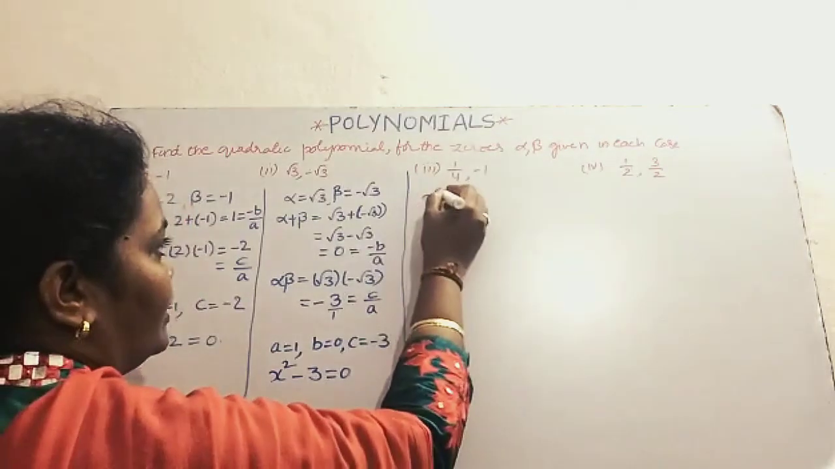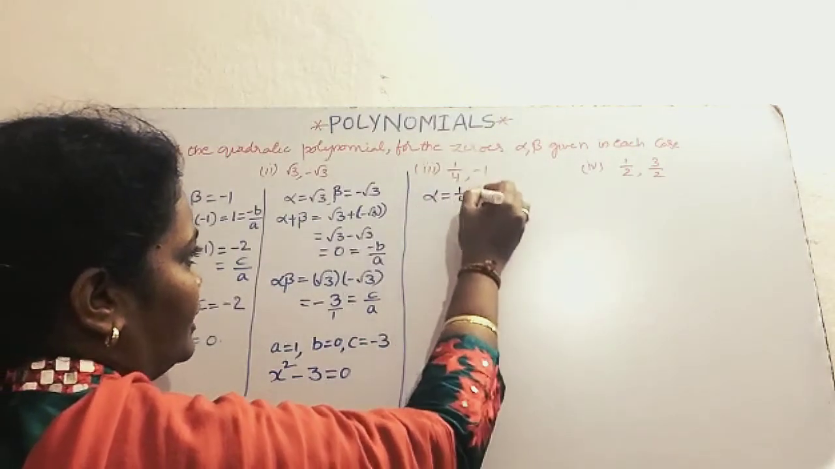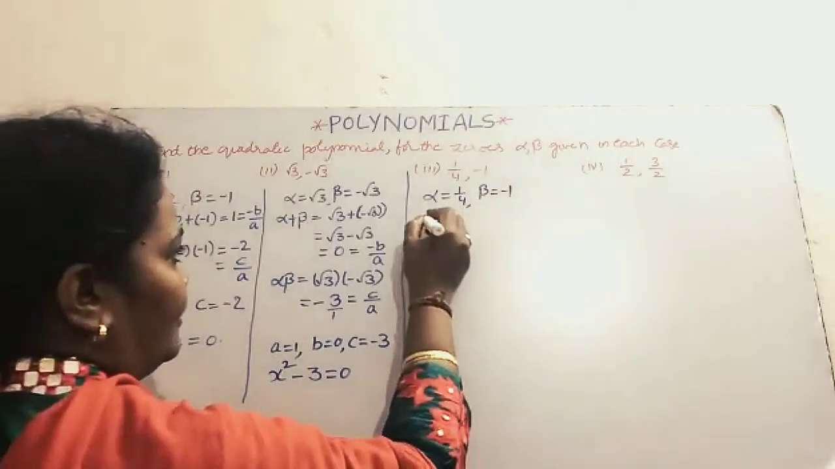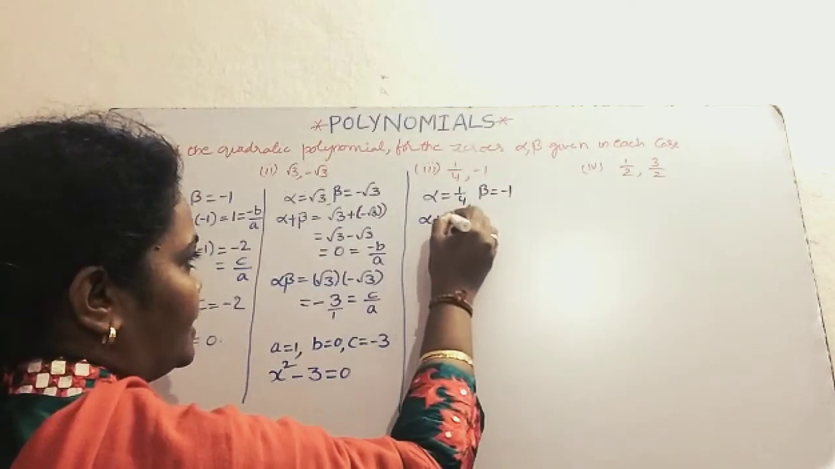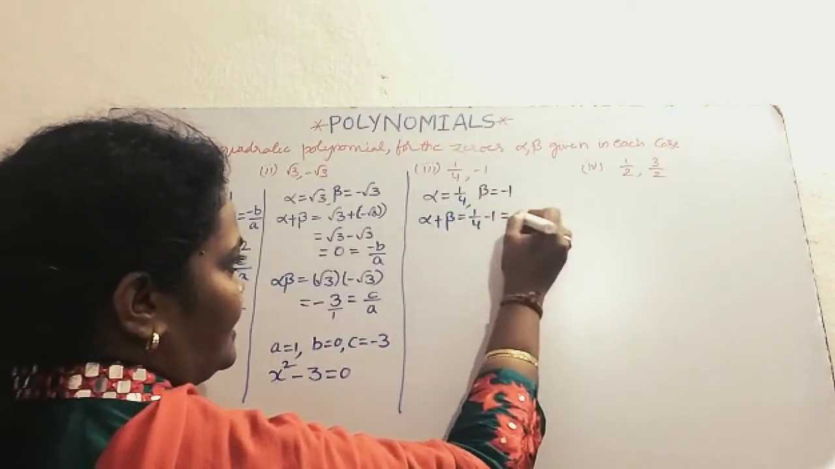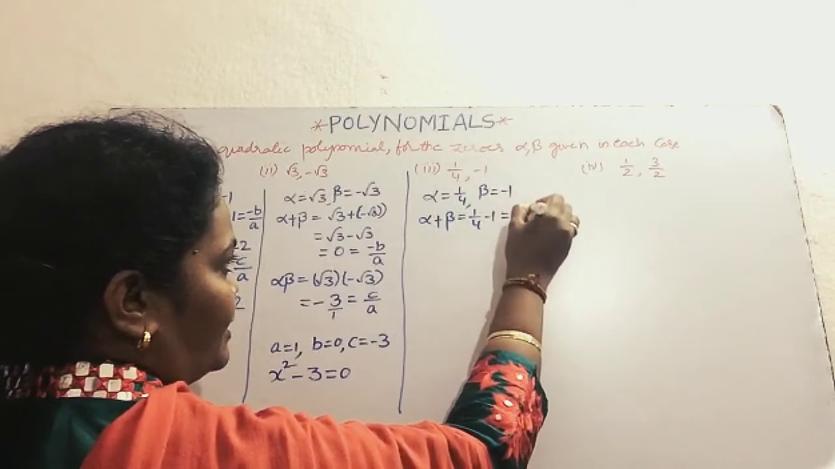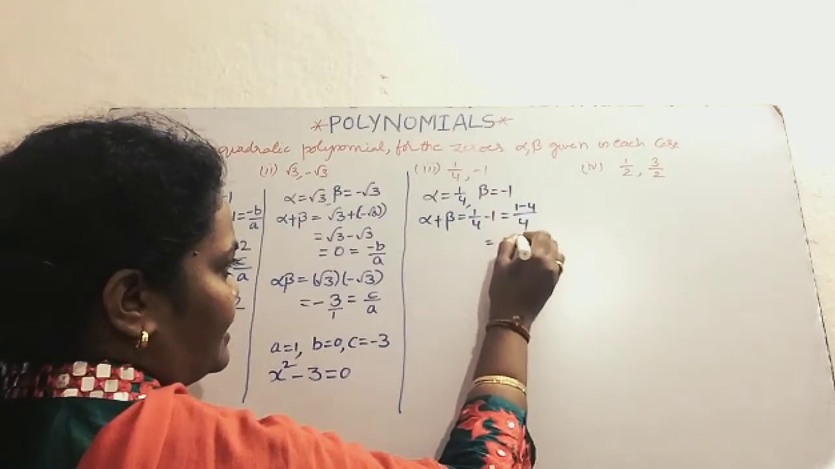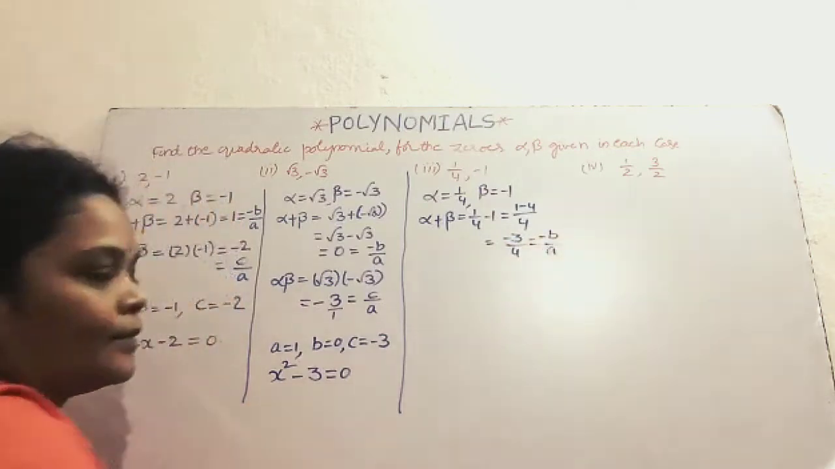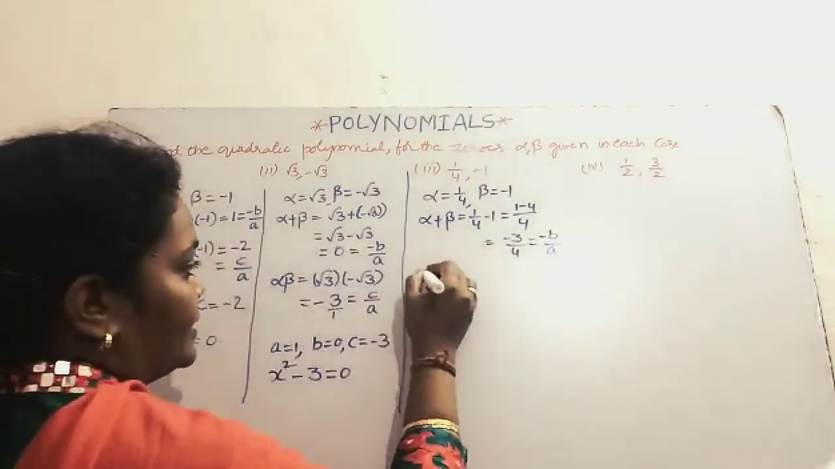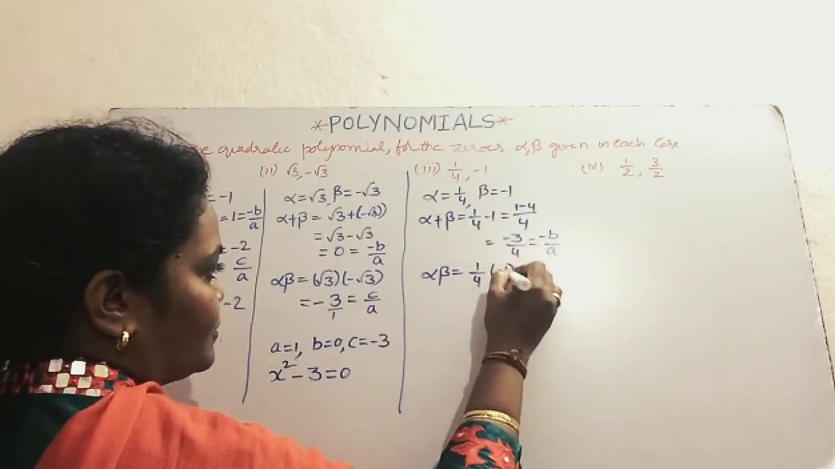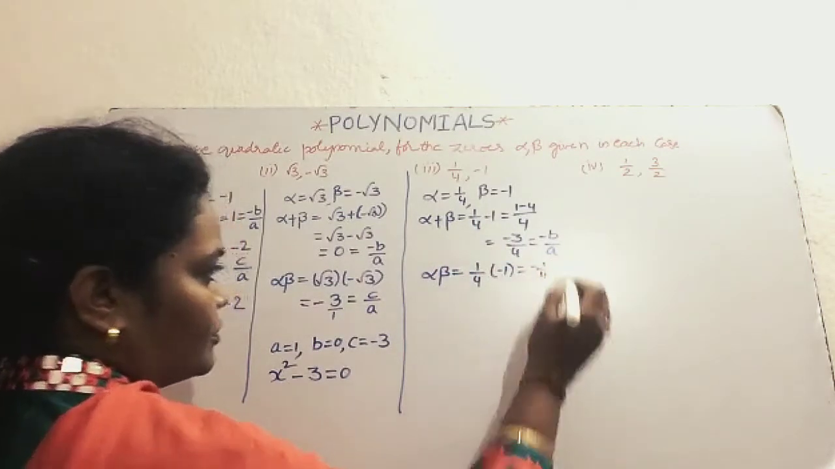And next one is 1 by 4 comma minus 1. So now we will take alpha equal to 1 by 4 and beta equal to minus 1. Then what is the value of alpha plus beta? 1 by 4 minus 1. That means LCM is 4, and 1 minus 4, that equals minus 3 by 4. That is minus b by a. And next, what is the value of alpha beta? 1 by 4 into minus 1, that means minus 1 by 4.